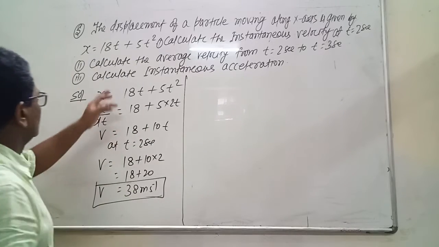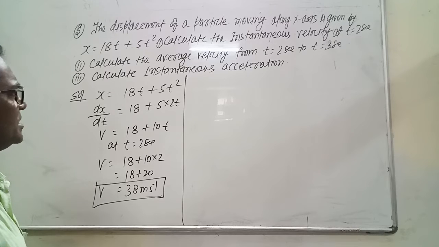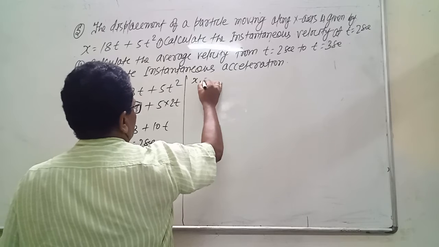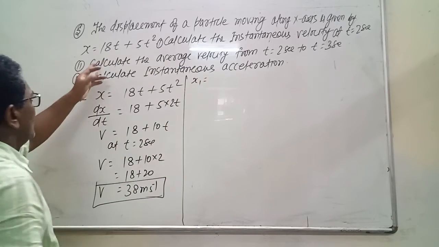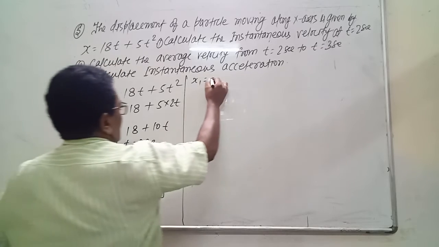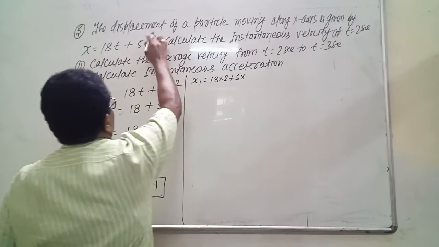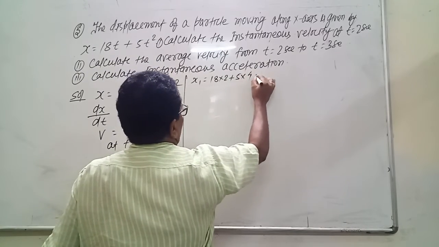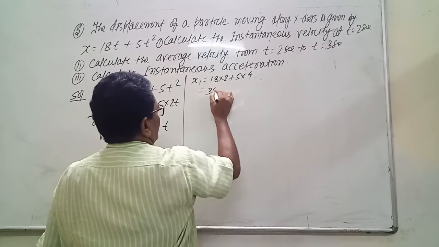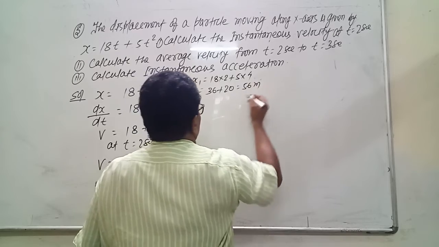Now we have to find the average velocity from t equals 2 seconds to t equals 3 seconds. Again, we will find the initial position, initial displacement x1, calculated by putting time t equals 2 seconds. So 18 into 2 plus 5 into 2 squared, which is 4. 18 twos are 36 plus 20, which is 56 meters.